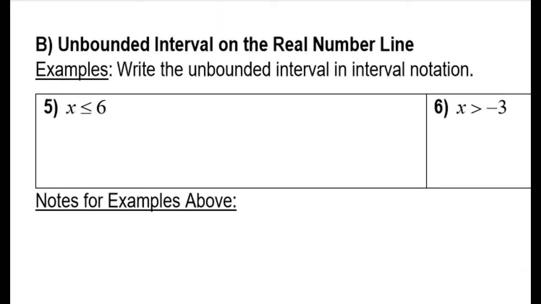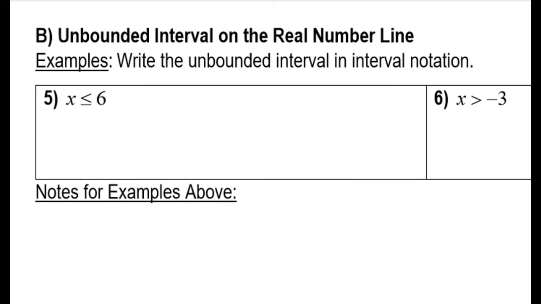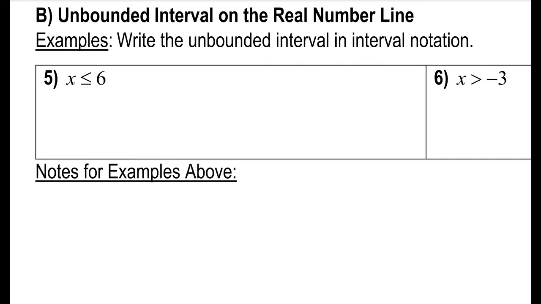Alright, moving on. Section B. Now we have unbounded intervals on the real number line. So we just want to write the unbounded interval in interval notation. So again, the interval notation still applies from above. Parentheses are not underlined and brackets are for the inequality symbol.